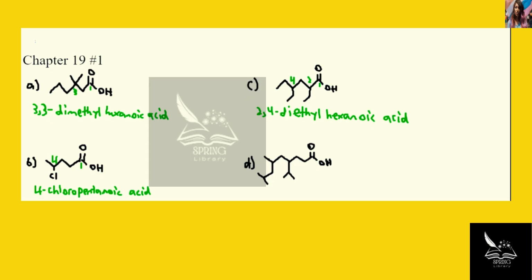Okay, and so one other thing you might notice is A, B, and C were given to us in a different form, in condensed notation. And so I drew these in skeletal notation. I think it's much easier to work with, and I would always recommend doing that. But D was actually given to us in line notation, or skeletal notation.